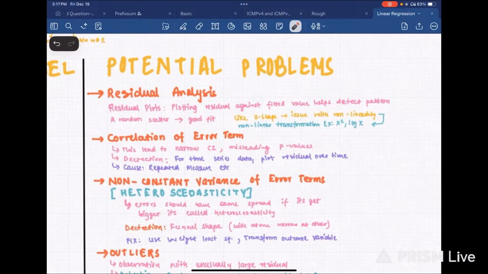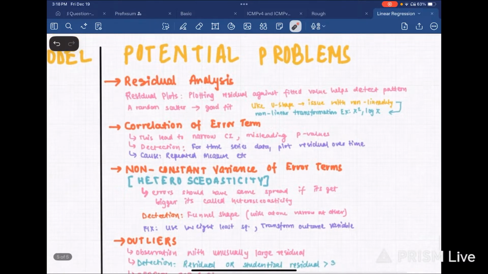This is the non-linearity part, where we can't have a U-shape or non-linearity issue. These are non-linear transformations, and these are the problems with linear regression. So in residual analysis, plotting residuals against fitted values helps detect patterns. One thing we can do is residual analysis to detect these kinds of things. A random scatter is a good fit.